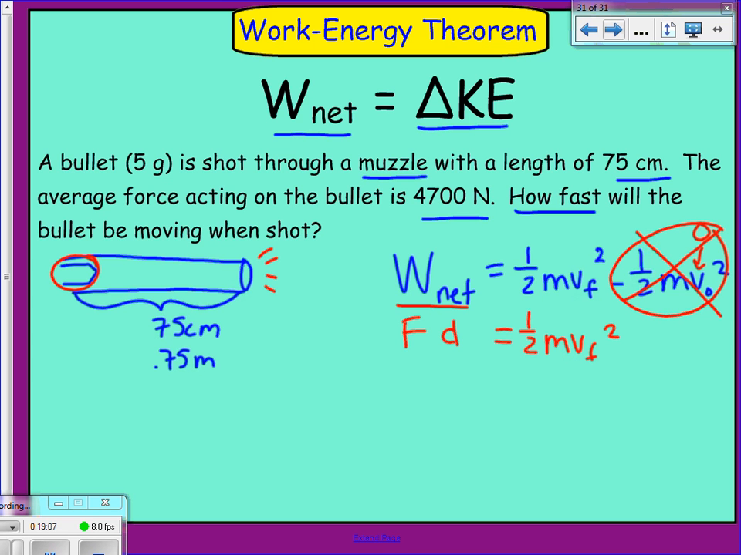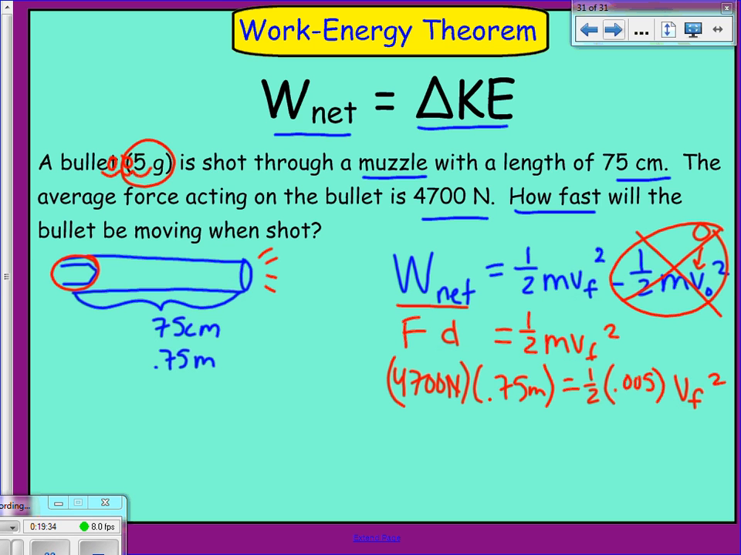In this situation, we are told that the force acting on the bullet is 4,700 newtons over a distance of 0.75 meters. That's going to be equal to 1/2 the mass of the bullet times v final squared. Now the mass of the bullet is 5 grams, but remember it has to be in kilograms. So 5 grams is 0.005 kilograms. Remember, you move the decimal 3 places to the left. And now, if we multiply all of that together, we're going to get a v final of approximately 1,187 meters per second. This concludes the video on the work and work energy theorem.